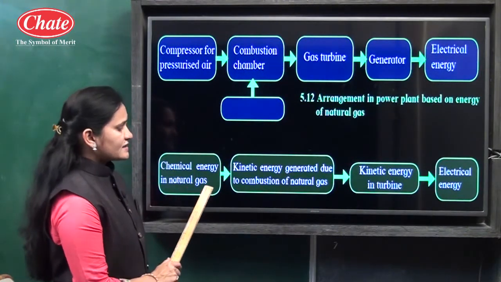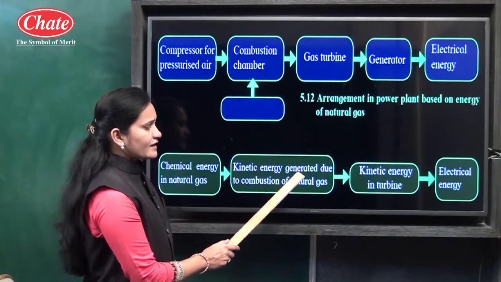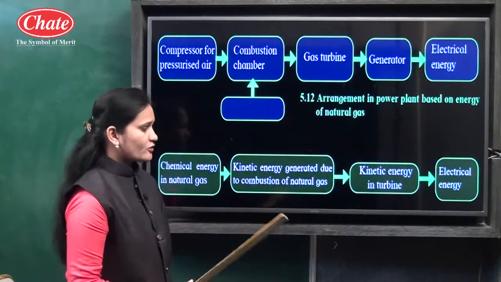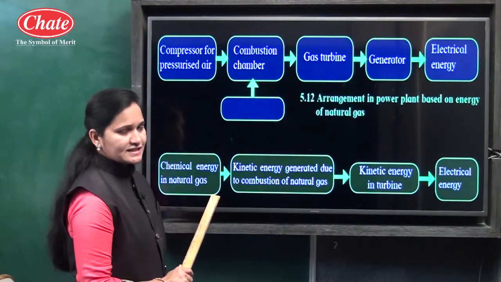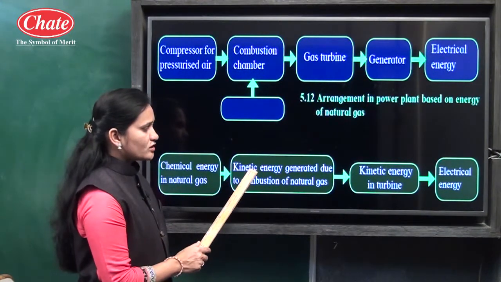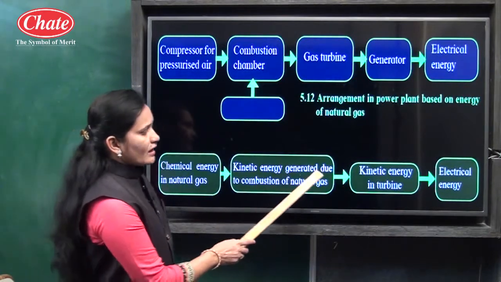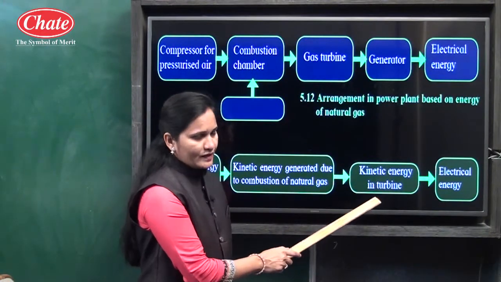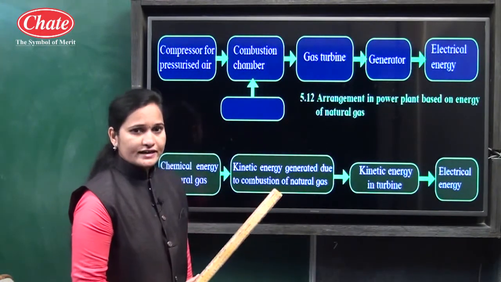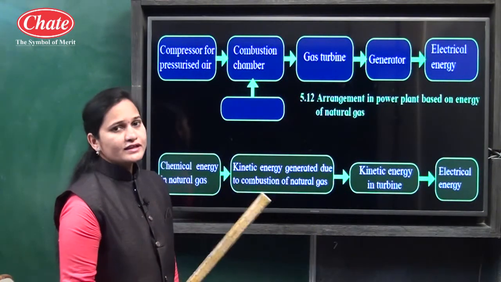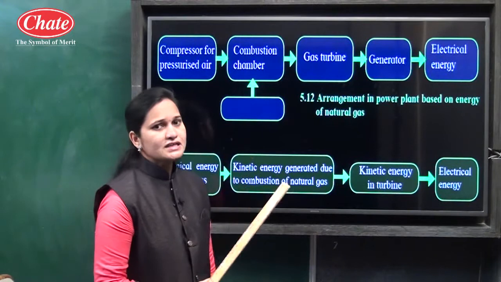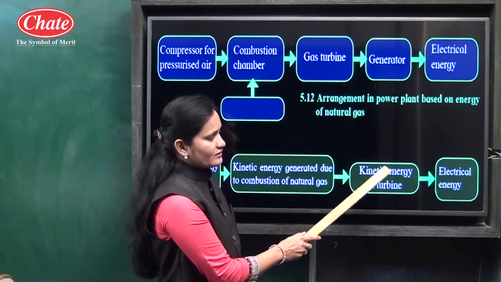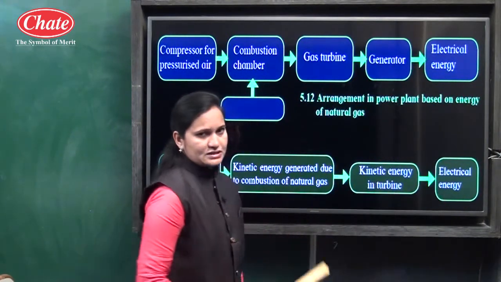Chemical energy in natural gas gets converted into kinetic energy due to the combustion of natural gas. After the combustion, whatever chemical energy is present in the natural gas gets converted into kinetic energy. This kinetic energy is then used to drive the turbine, which is connected to the generator. When the turbine starts to rotate, the magnets present in the generator also start to rotate, and from that, this kinetic energy gets converted into electrical energy.